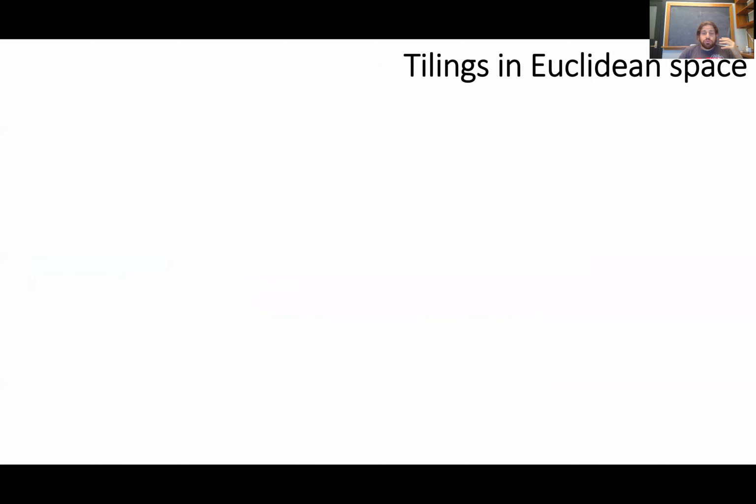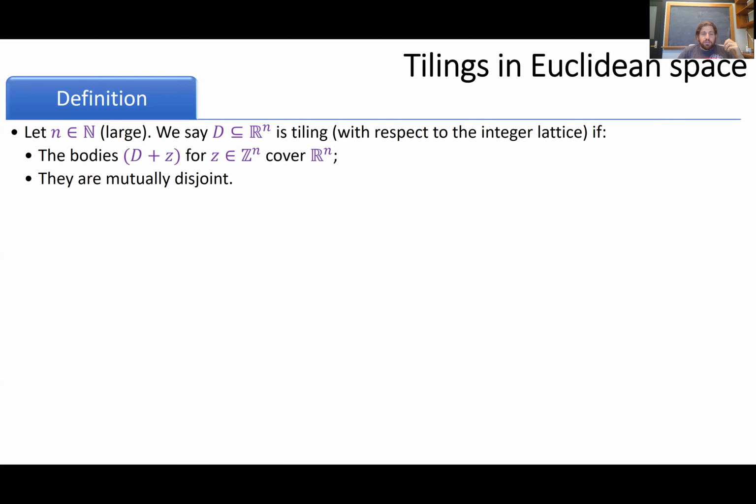So next, I'm going to describe this tiling problem and tell you how this is related to the study of parallel repetition. So good, let's begin with a quick definition. Let n be large. We say that a body D in Euclidean space is tiling if, first of all, when you look at the integer shifts of this body, they cover the entire Euclidean space R^n. And secondly, these integer shifts are mutually disjoint.